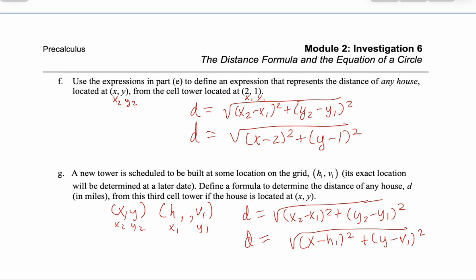So then it becomes this general formula for the distance between any house on the grid and that particular cell phone tower. They might call a different cell phone tower H2V2. That's another new one. Or H3V3. They will sometimes alter it a little bit for that particular location. Everybody good with F and G and how I got those things? Do we have any questions?